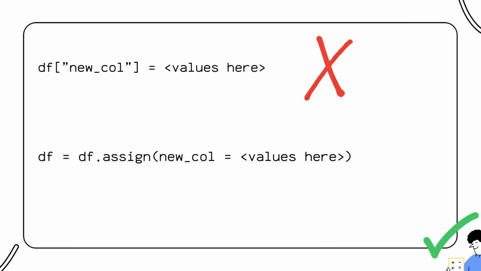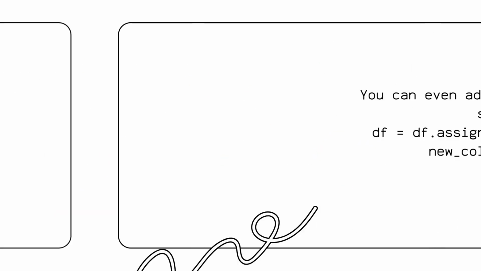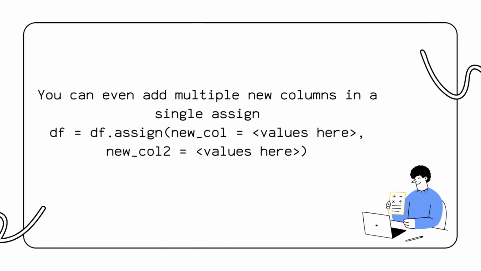So, rather than adding the column in the first style as shown above, you should use df.assign to add the new column. You can even add multiple new columns in a single assign by using df.assign with a new column and its values, and then another new column with your values there.